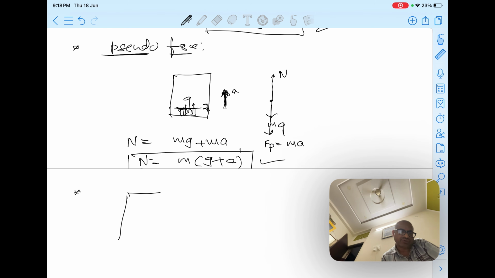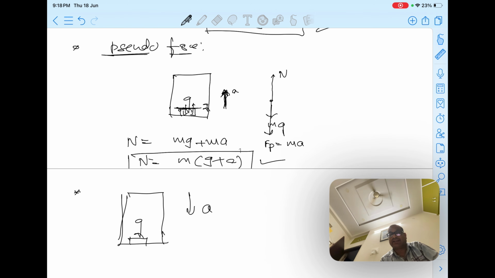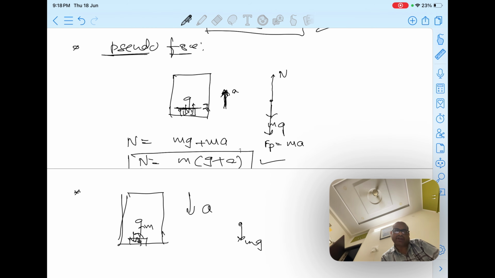So the lift moves downward or accelerates downward, with some velocity, with acceleration a. So the man is standing on the platform or weighing machine inside the lift. If he's going downward, if I draw the FBD of the man, what happens here? His weight mg is acting downward, and as he is pressing the machine, the machine also presses him with the same force, that is N, and the entire system is accelerating downward.